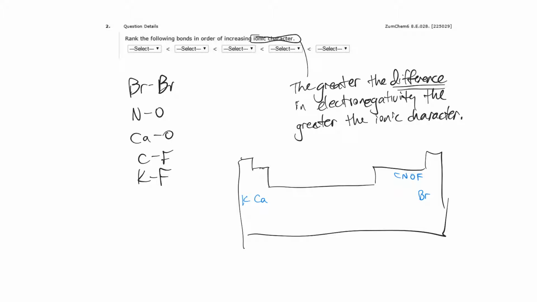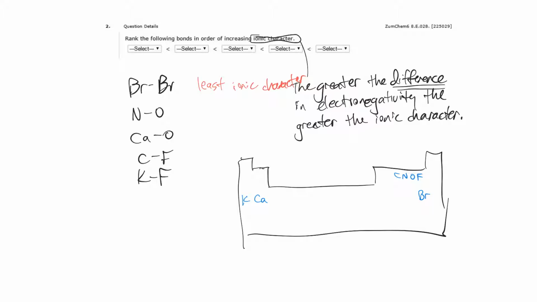So first bond, bromine to bromine. Well, even though bromine is a fairly electronegative atom itself, when it's bonded to another atom of exactly the same type, there's no difference in electronegativity. So I'd say this would be the least ionic character of all of them, because of all the other bonds there's at least some difference.